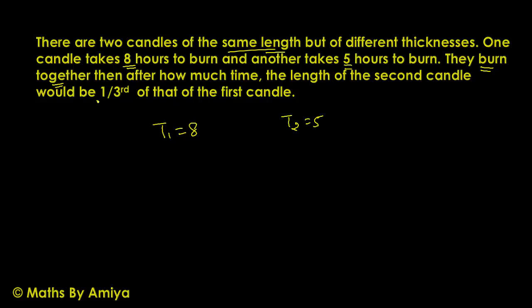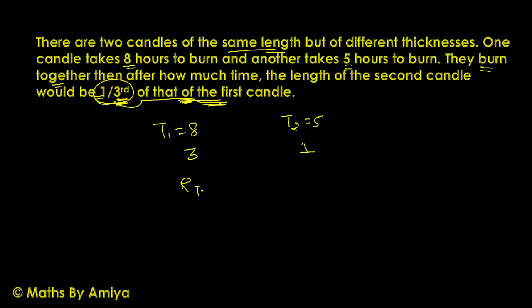What is the 1/3 of the first candle? "Of" is the first candle. That means this one is 3. The 3 goes with the first candle, since "of" goes with the denominator. 1 goes with the second one. Here 1/3 is of the first candle, so 3 is for T1.